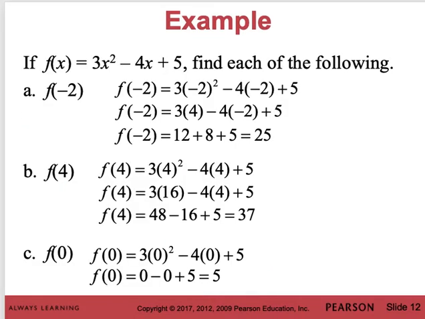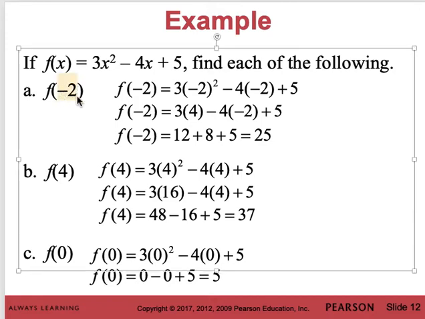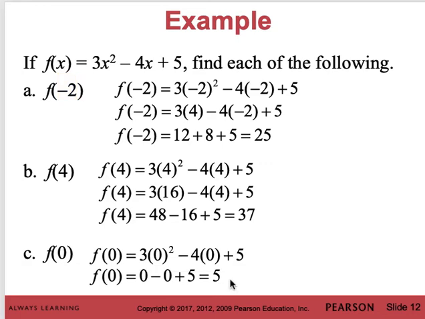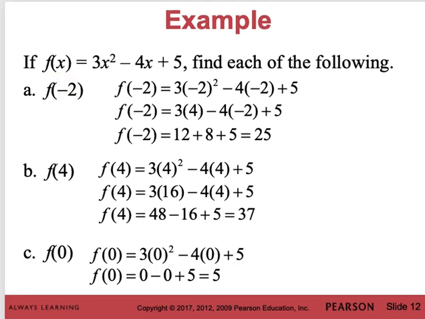If f of x equals 3x squared minus 4x plus 5, find each of the following. What would be the value if x equaled negative 2, if x equaled 4, and if x equaled 0? So we would replace f of x. So this is our x value. Replace x with negative 2 and solve. Replace it with 4 and solve, and replace it with 0 and solve. And we get our values of 25, 37, and 5. And that concludes section 7.6.